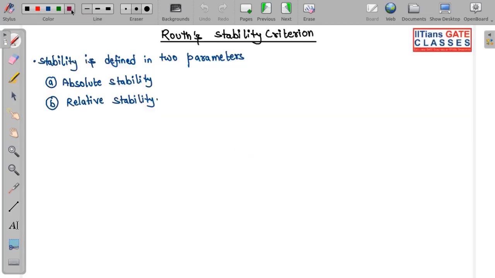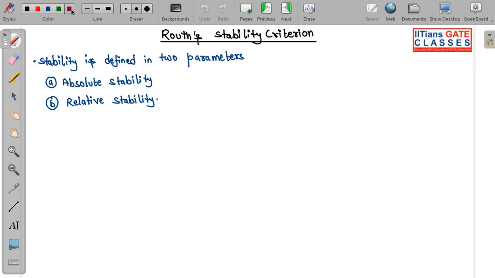So Routh stability criteria. So up till now we have seen what? We have seen the basics of control. We have seen how to represent your transfer function with the help of block diagram as well as your signal flow graph. Then we saw the time domain parameters, your steady state responses and your transient response we have seen. Now basically we are interested in determining the stability.